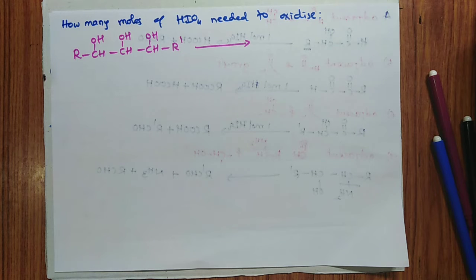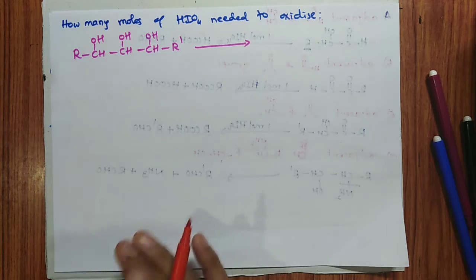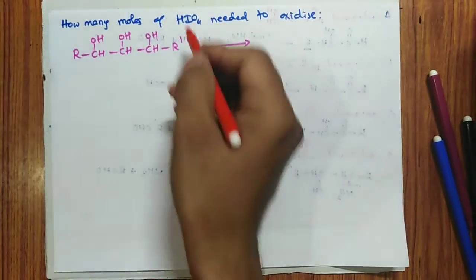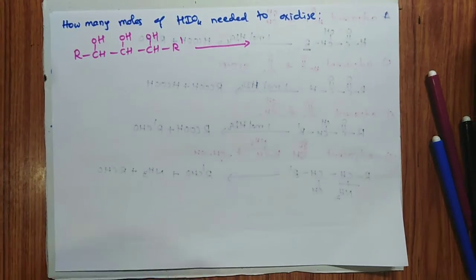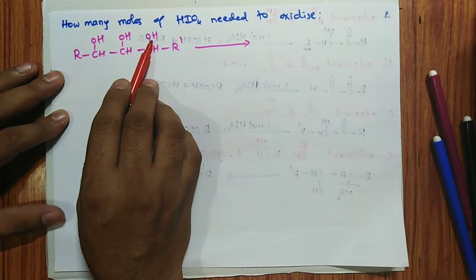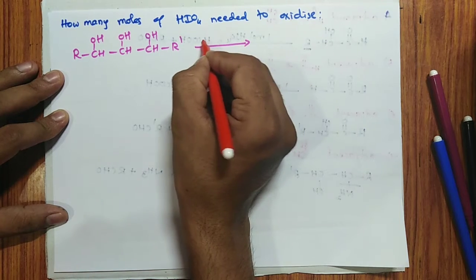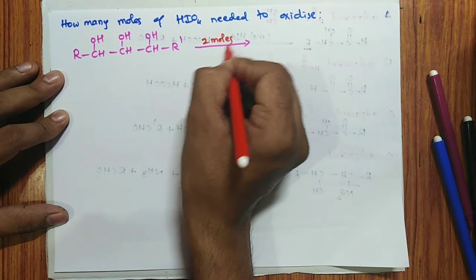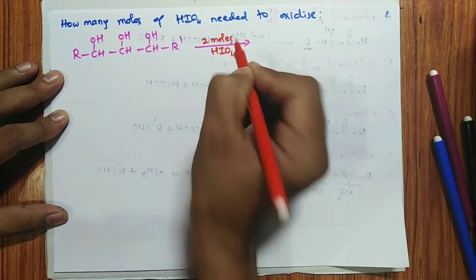Whatever the HIO4 moles, it depends on how many OH groups, how many CHO groups, or how many COOH groups are there. Here you can see there are 3 OH groups. Hence, remember, minus 1, so 2 moles of HIO4 are needed.